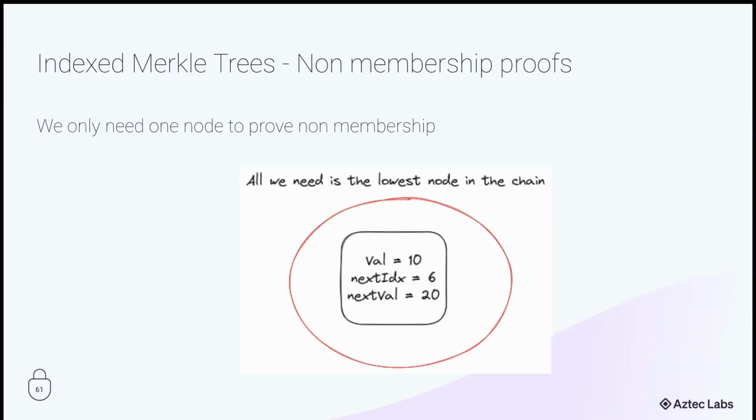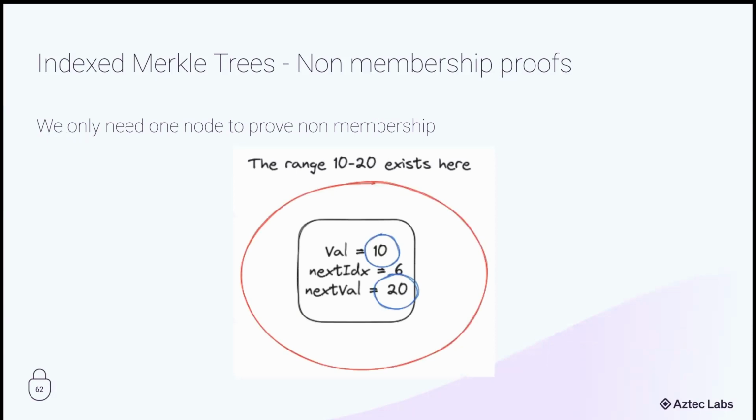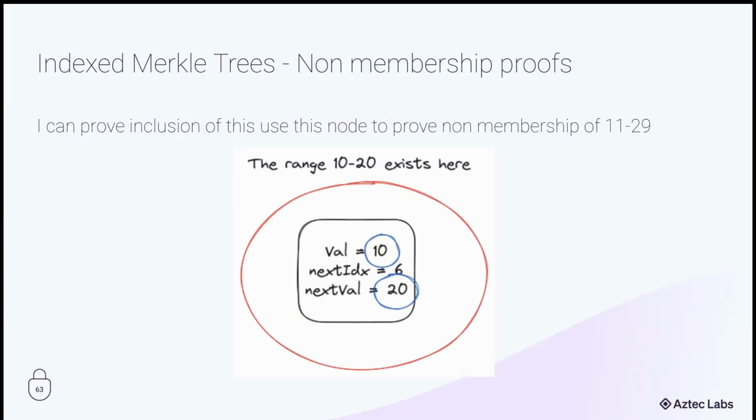So all we need to do for membership is just, okay, the smallest of these nodes, so one path of the tree and the values of this node. So if we do, it should be 11 to 19.